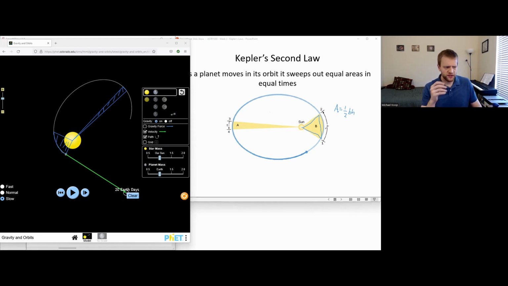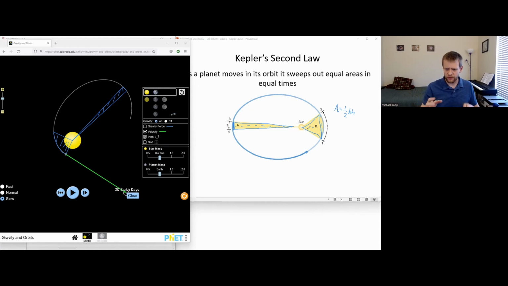So if I want to get the same area, I could have two possible options. I could have a swept out area that has a small base, but a very large height. Okay? That would give me a certain area. Or I could have a larger base with a smaller height. Both of those could give me the same overall shape.